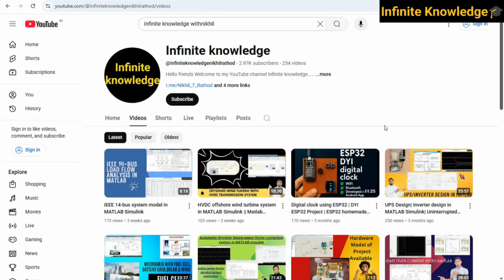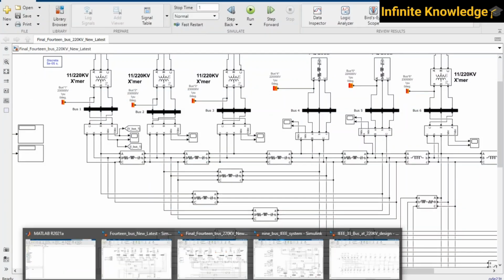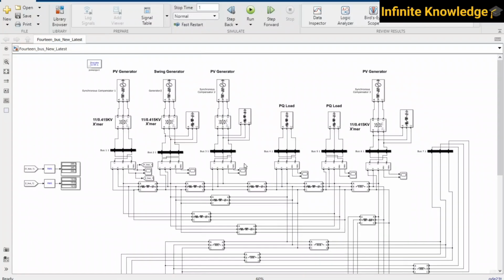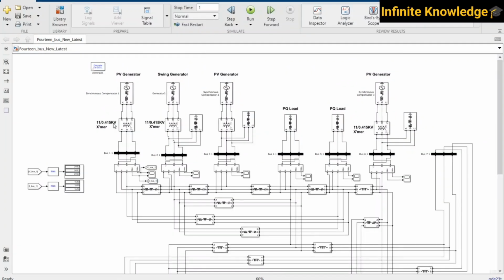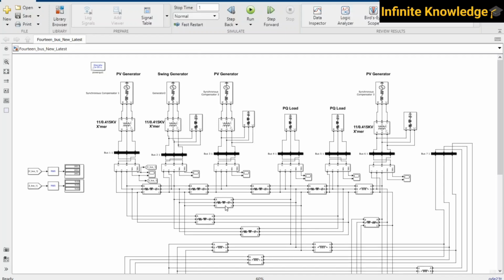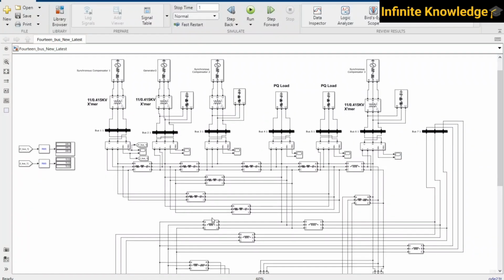I have recently uploaded one video on the IEEE 14 bus system, and you have given enormous support for it. In that video I did the load flow analysis with the IEEE bus, and I have now updated that model. This is the model I explained in that video, a 14 bus system connected at 415 volts.